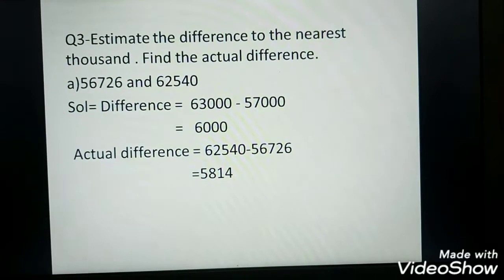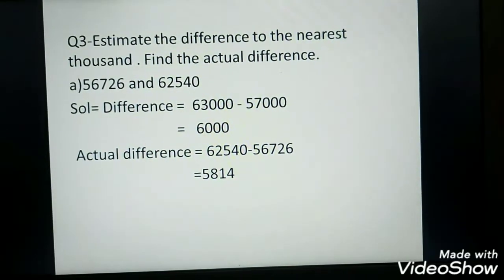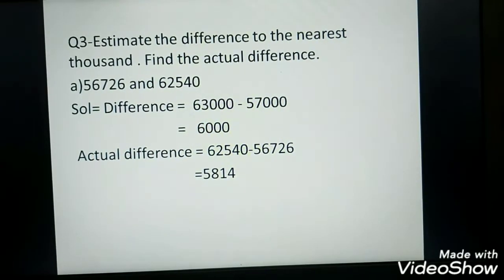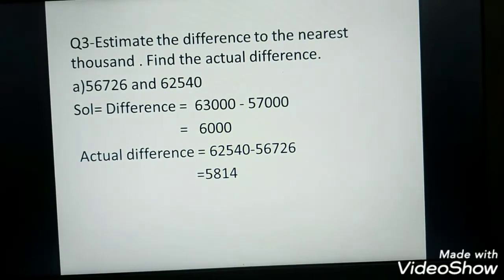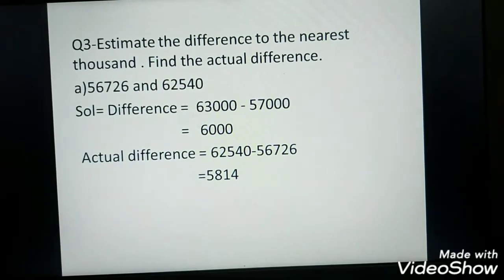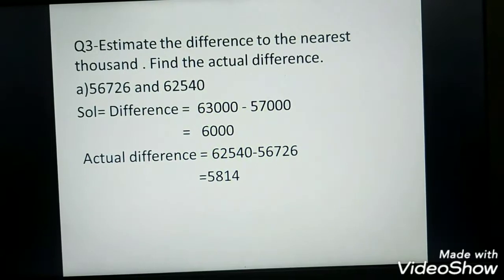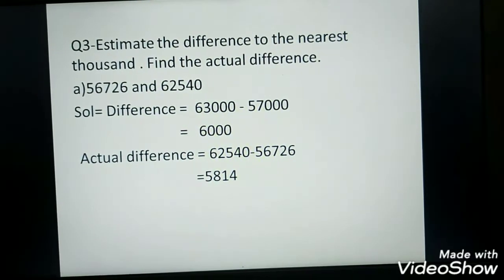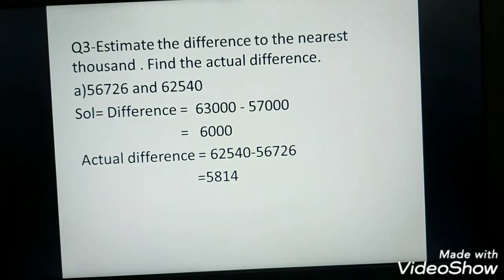Now 62,540 rounded off, you will see the digit in 100 place. It is 5, so 2 will be increased by 1, so it will become 63,000. Now minus, now in 56,726, see the digit in 100 place, it is 7, greater than 5, so you will increase 6 by 1, so it will become 57,000. So 63,000 minus 57,000 becomes 6,000.